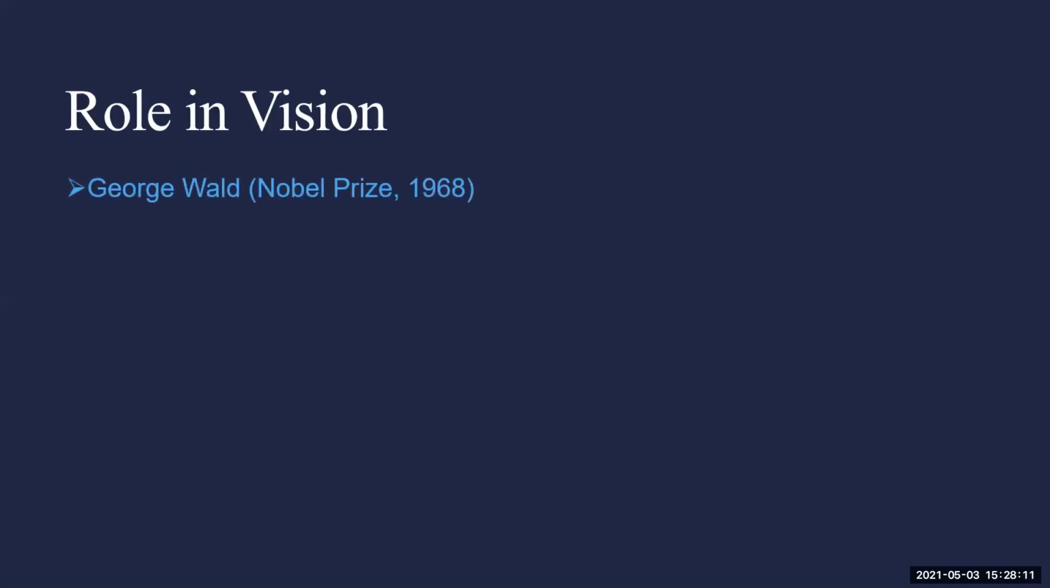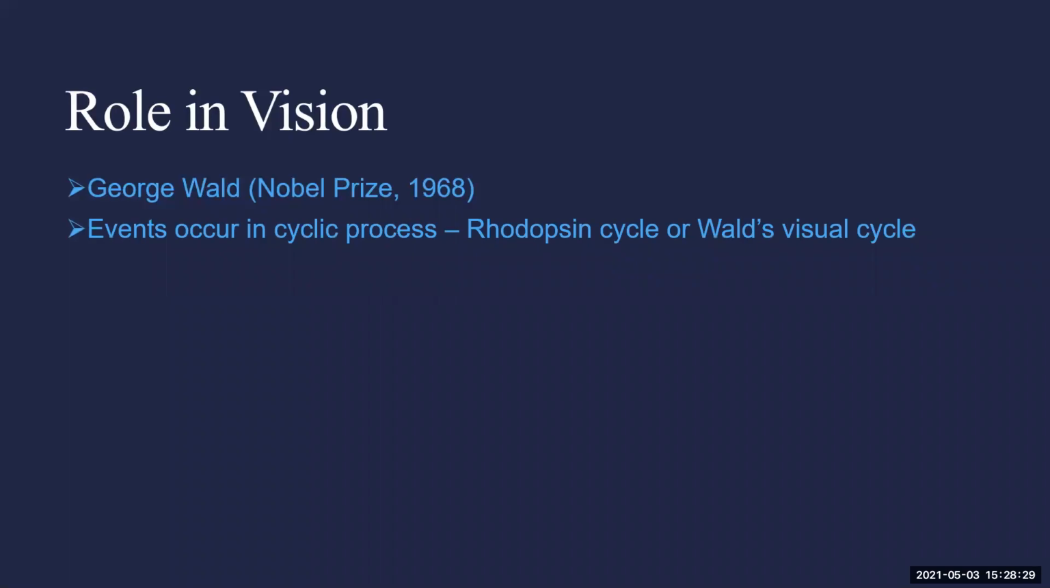Right. So this mechanism, or this cycle, involving vitamin A in vision was discovered by a person called George Wald. He was awarded the Nobel Prize in 1968 for his discovery. He said the events occur as a cyclic process, so he said this whole reaction is a cycle. It keeps on continuing, and he named this cycle either the rhodopsin cycle or, after himself, Wald's visual cycle.